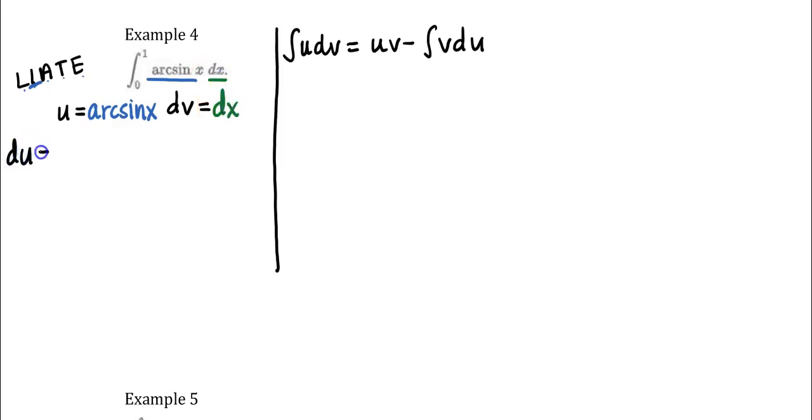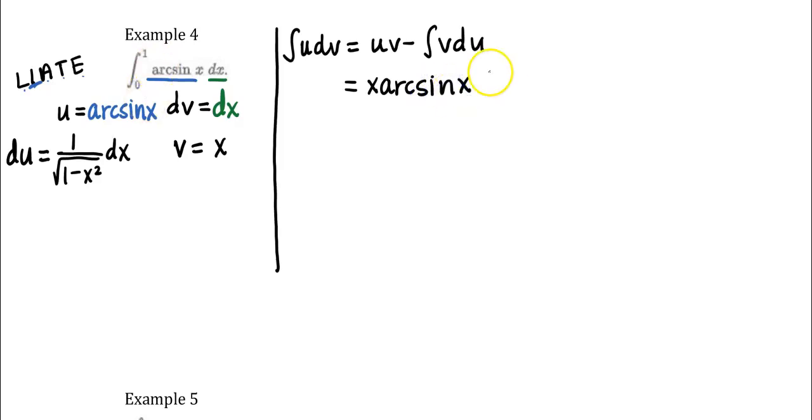We take the derivative of u. The derivative of arcsine is 1 over the square root of 1 minus x squared. And I put a dx on that. And we take the integral of dx to get x. So now let's go fill this out. So we have u multiplied by v, which is x multiplied by arcsine of x. We will be evaluating this from 0 to 1 because we do have limits on this integral. And from that, so this has already been integrated, right? So here I just have the fundamental theorem of calculus that will be applied.